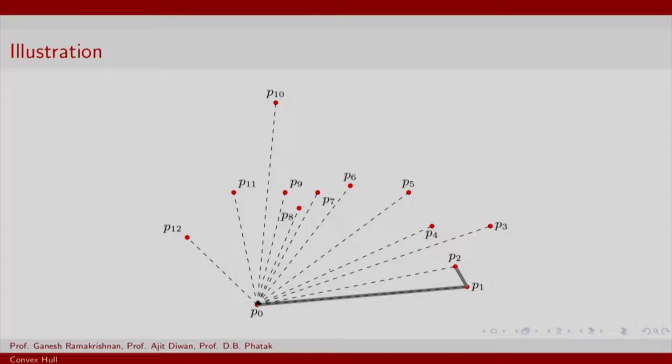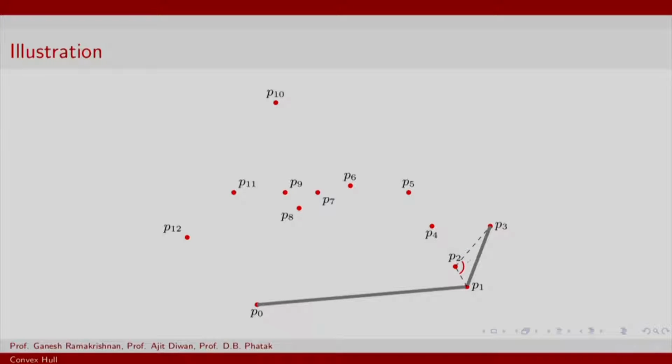We have included P0 and P1. Should we include P2? As discussed, we are going to look at the angle suspended by P3 at P2 and look for the rotation of P3 from P2. We find that P3 is counterclockwise rotated from P1 with respect to P2 and therefore P2 can be dropped. So this angle is not working in favor of P2. We drop P2, include P3 in the stack, look at P4.